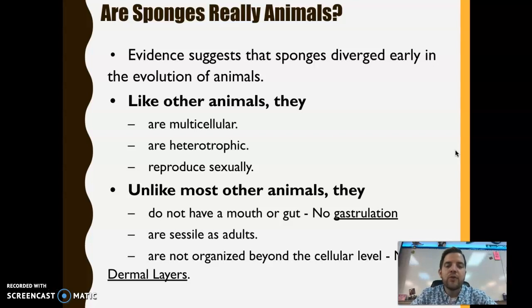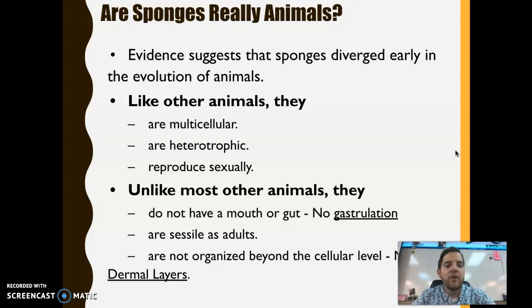What they do have in common with animals is they are multicellular, they are heterotrophic, and they do reproduce sexually. But unlike other animals, they have some differences. They don't have complex movement when they are adults. They're sessile as adults. Sessile means attached to a surface. They don't have an intestinal tract, so their blastula does not undergo gastrulation.